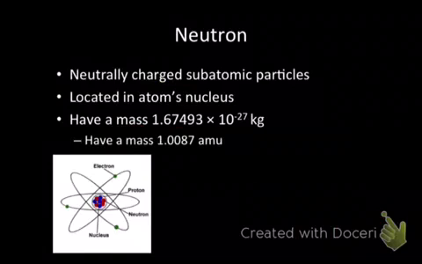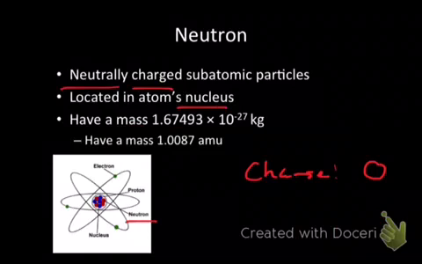So our next subatomic particle is the neutron, which is pictured down there in our nuclear model of the atom. And neutrons are neutrally charged subatomic particles. So neutron, neutral, that's how you can remember that. And what that means is that for each neutron that you have in your atom, the charge of the atom overall doesn't change. So neutrons have a charge of 0.